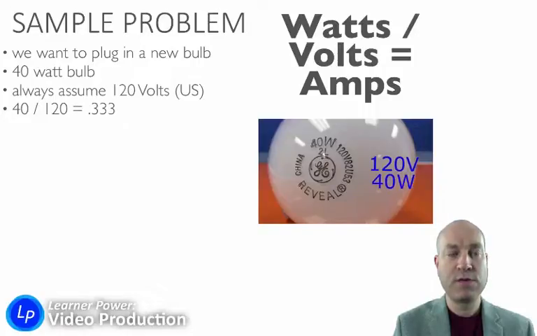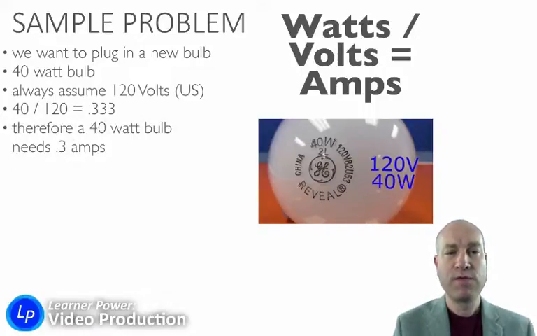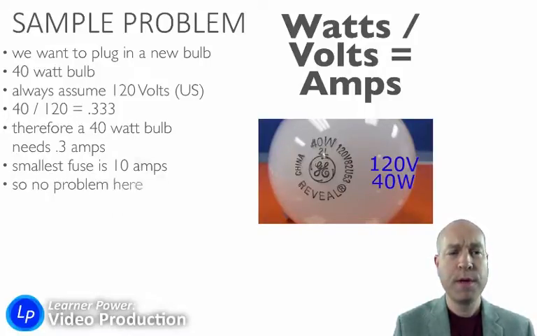We can round that off to 0.3 in our case, just round that down, and so we know that one 40 watt bulb requires 0.3 amps to run. Well, the smallest fuse in our house is 10 amps. So with 10 amps on one branch, no problem. We can plug in a whole lot of those 40 watt bulbs.